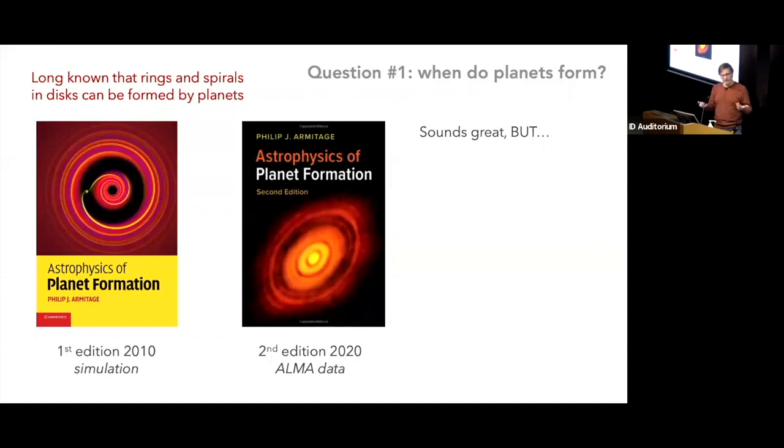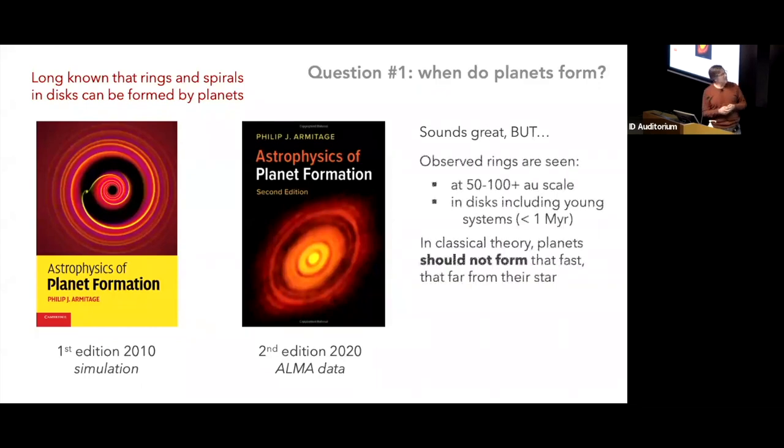It looks pretty much the same thing. So that sounds great. It's a sort of example of theory that appears to have been confirmed by observation. But there's a but, which is that the observed rings are, in many cases, a long way from the star. So they're like 50 or 100 times the Earth-Sun distance away.